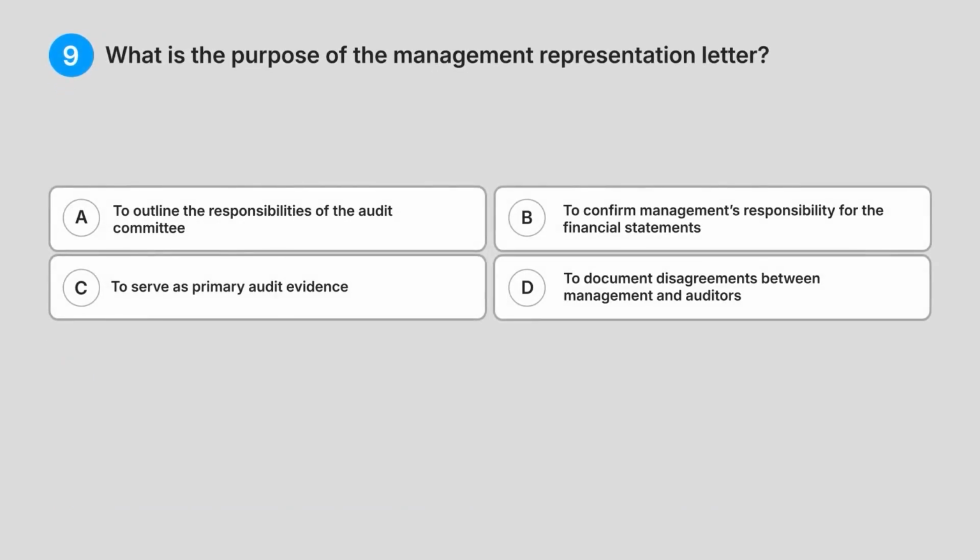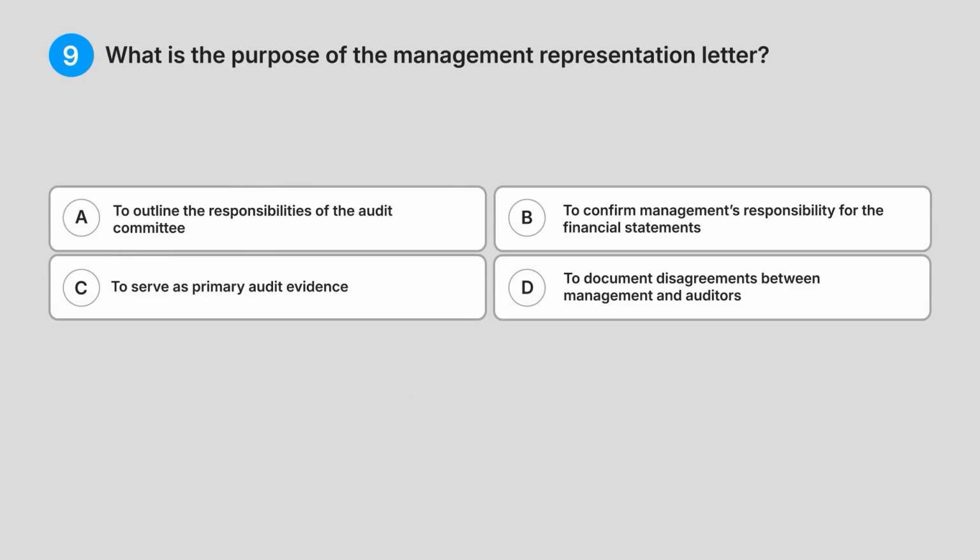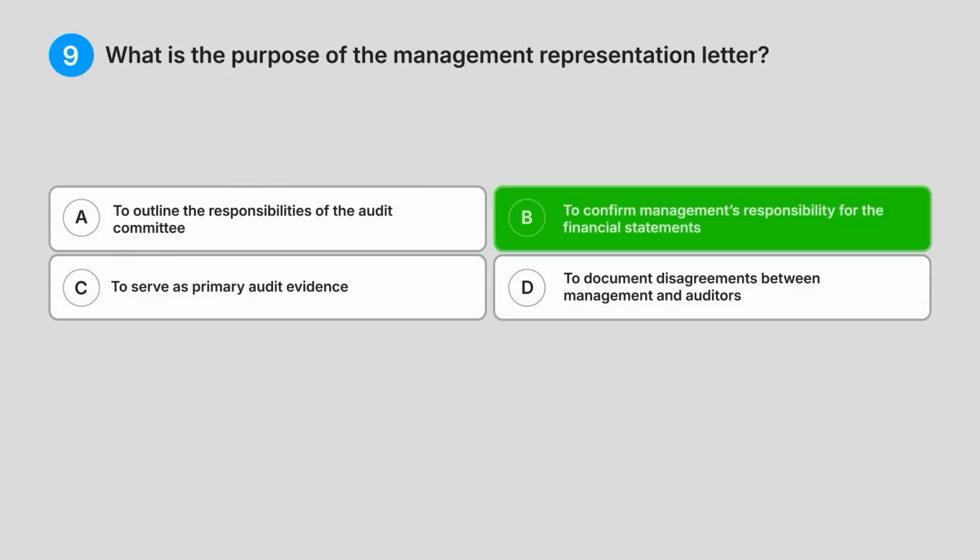9. What is the purpose of the management representation letter? A. To outline the responsibilities of the audit committee. B. To confirm management's responsibility for the financial statements. C. To serve as primary audit evidence. D. To document disagreements between management and auditors. Can you guess the answer? Correct answer. B. To confirm management's responsibility for the financial statements.